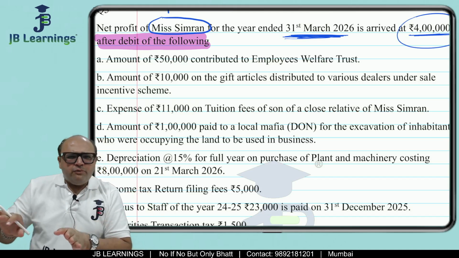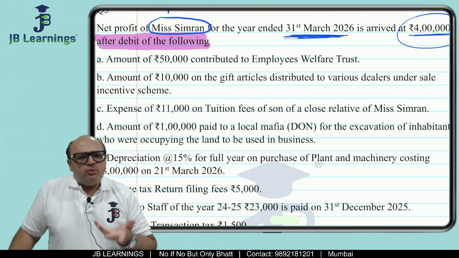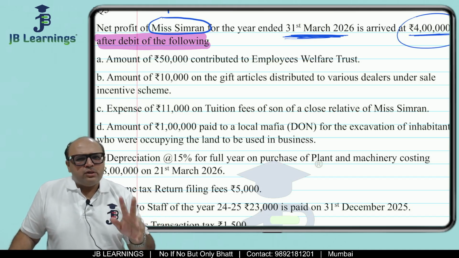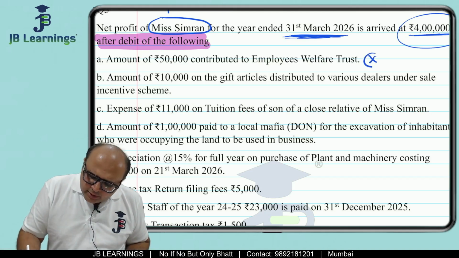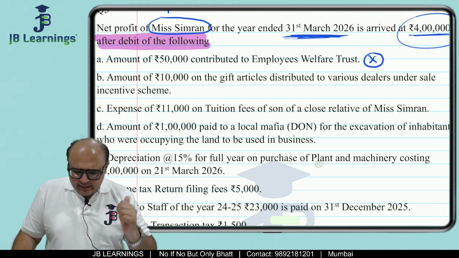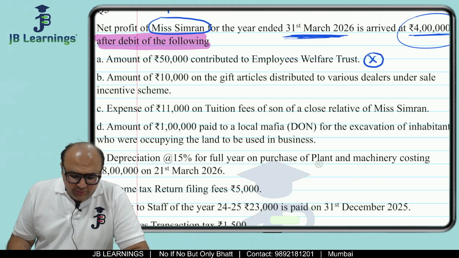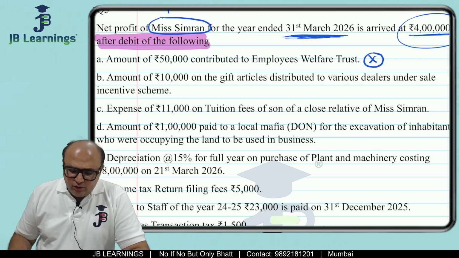This is only an amount which is set aside. And this is not approved gratuity, approved superannuation, recognized, nothing like that. So friends, this will not be allowed as a reduction because this is not an expenditure. Amount of 10,000 on gift article distributed.